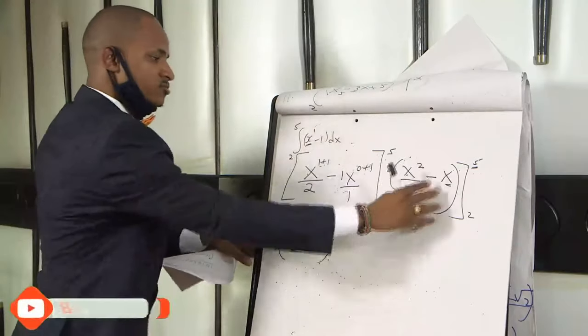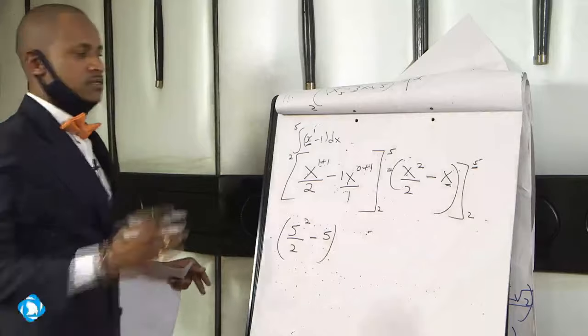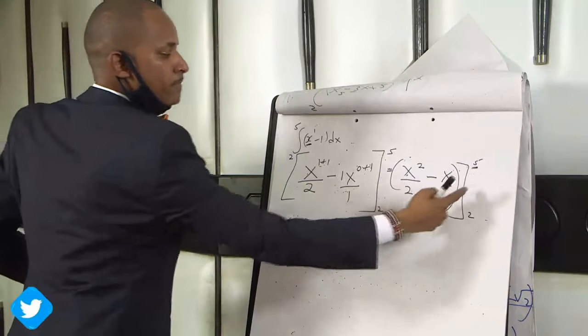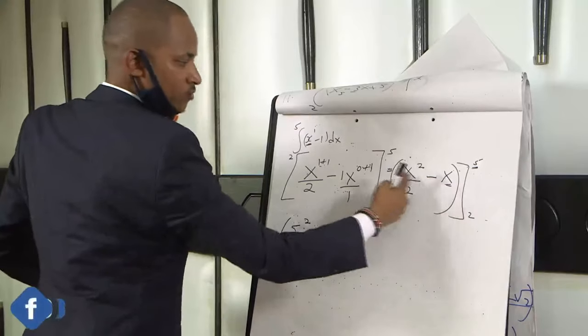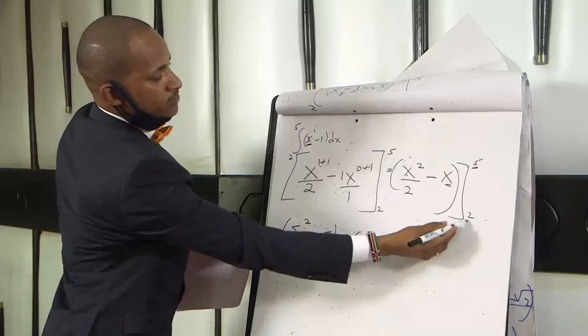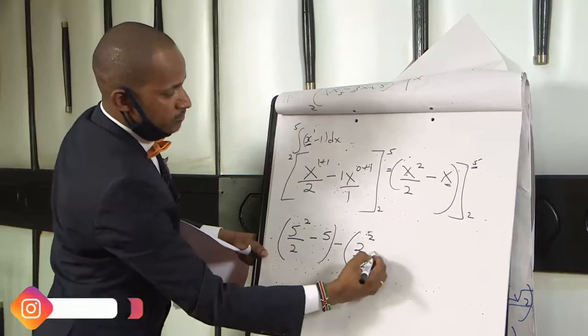Then this value that you get, you subtract the lower limit. We have the upper limit and the lower limit. So the upper limit is 5 into these values, minus 2 into these values, minus, you replace x with 2 here. So it becomes 2 squared divided by 2 minus 2.